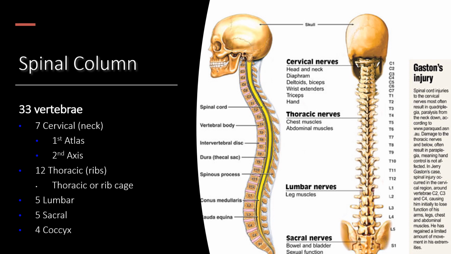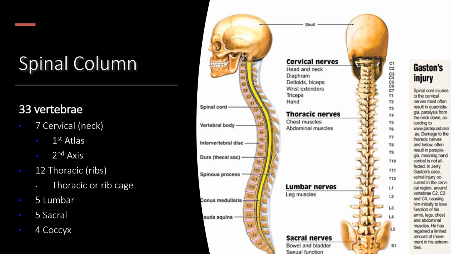There are 7 cervical vertebrae in the neck, 12 thoracic vertebrae, which also form at the front the ribs or the rib cage, 5 lumbar vertebrae, 5 sacral vertebrae, and 4 coccyx. Now the only 2 of those 33 vertebrae that have a name are the top 2 of the cervical vertebrae.